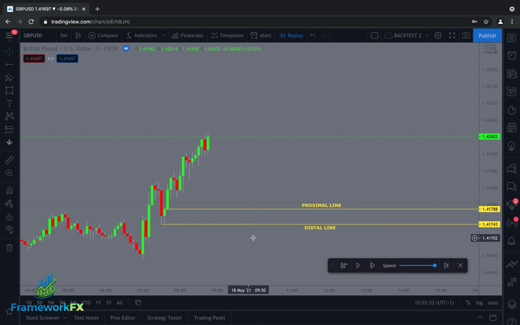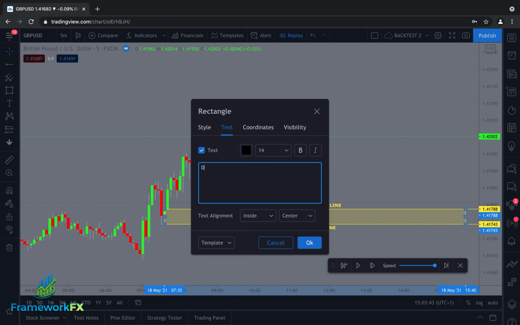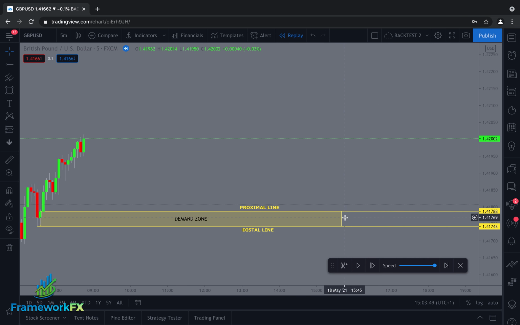Okay, so that's now our area, and we can fill that in, and we can call it, so this will be our demand because we're below price. So this is our demand zone. Okay, let's stretch that out. So that's where we're looking.